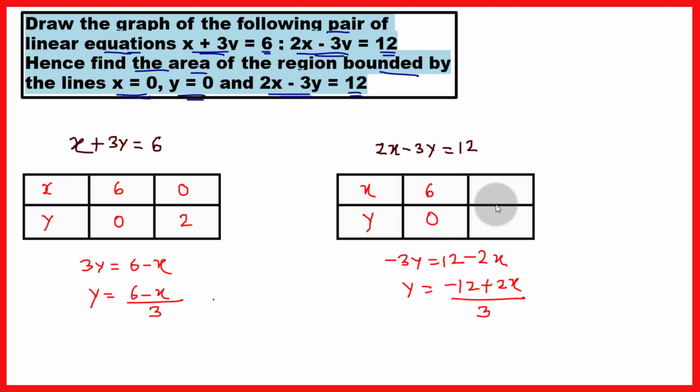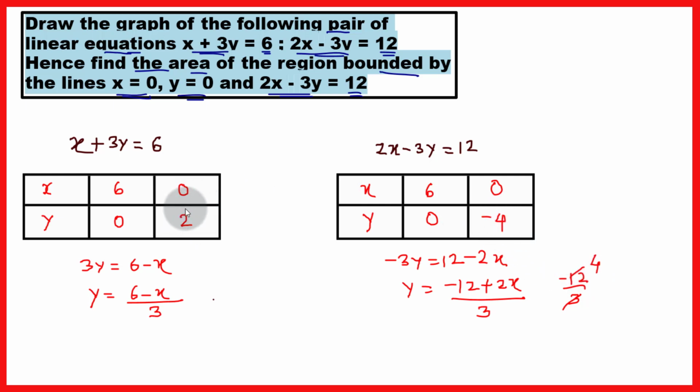Now I take the x coordinate as 0. So if this is 0, 2 zeros are 0, and minus 12 plus 0 is minus 12, upon 3. So 3 fours are 12, and so the y coordinate will be minus 4. This is minus 12 upon 3, so it will be minus 4.